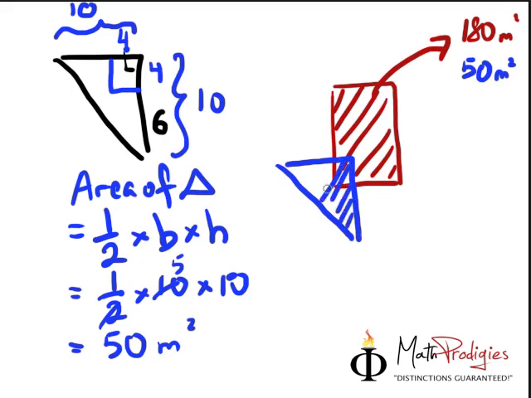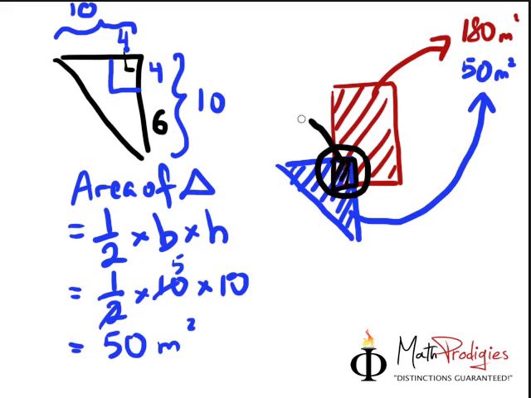What do you notice? There is actually an overlapping area. Okay, this is 50 meters squared, right? But what is the overlapping area? We are counting one part of the figure twice, which is this square. And they told us that this square actually equals 16 meters squared.